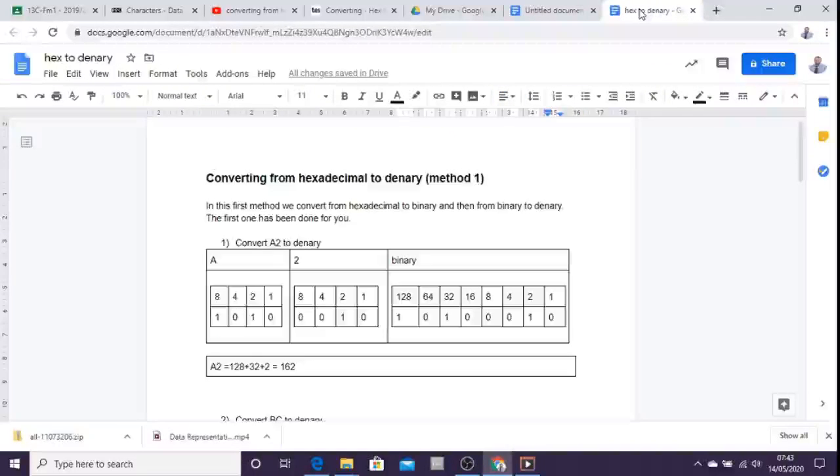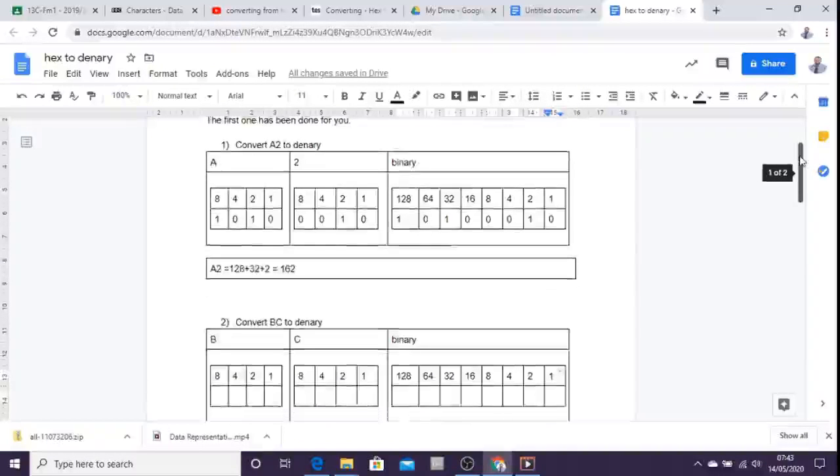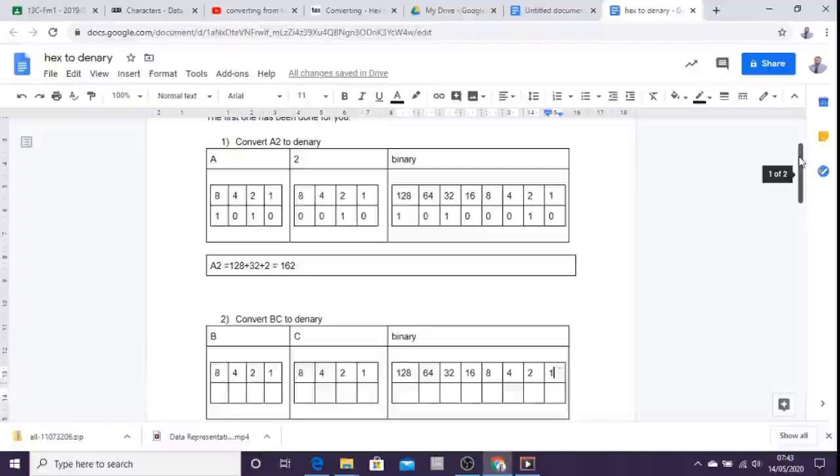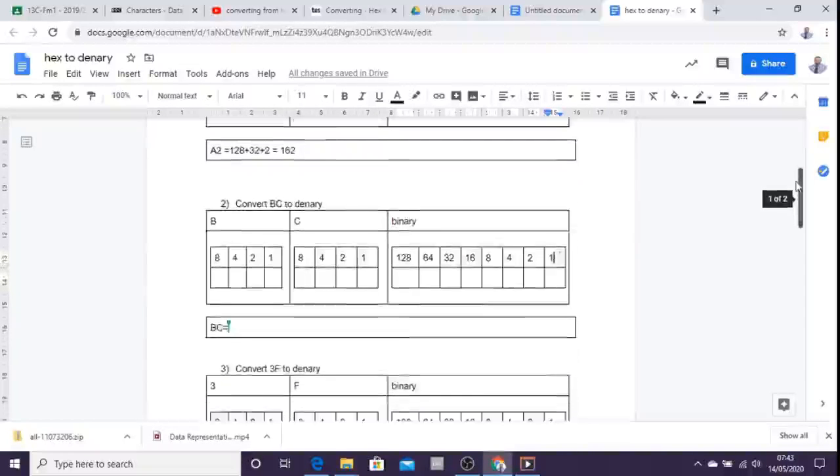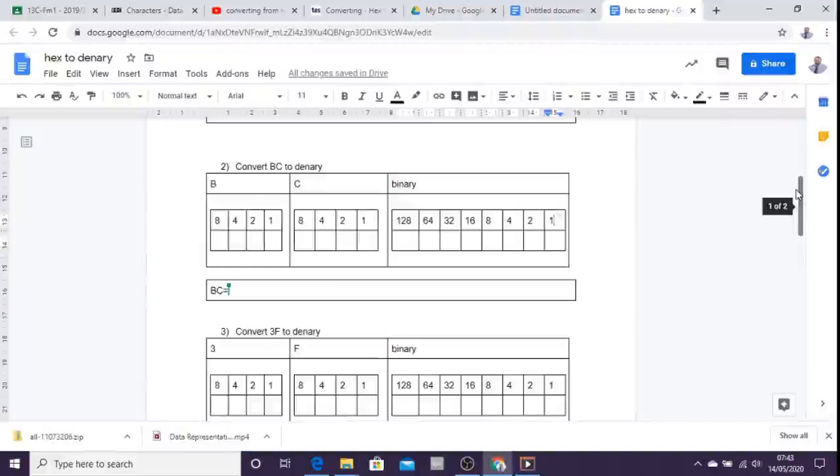Anyway, let's have a look at what you're doing today. There's not an awful lot to do, just going to keep on top of a few things. So please have a go at all these questions. I've done the first one for you, but we're going to have a look at question 2 now together. It says convert BC to denary.